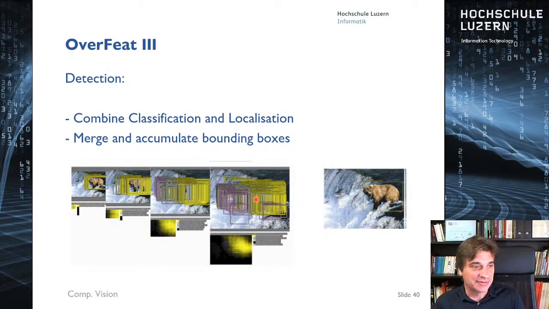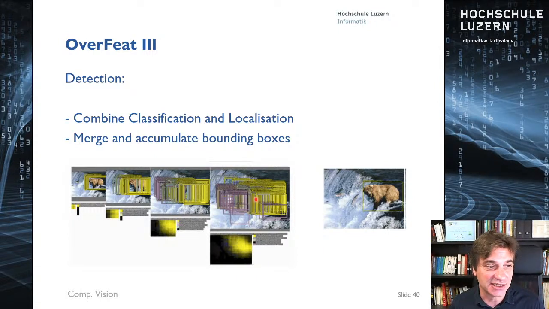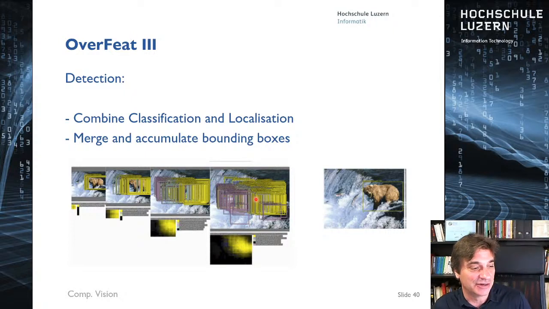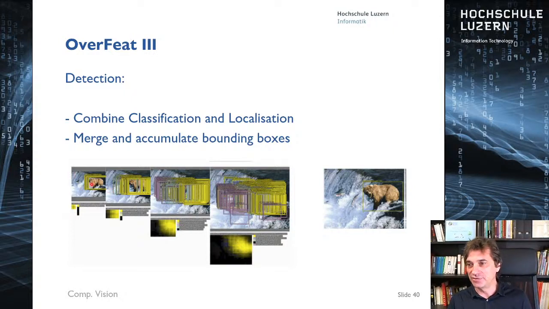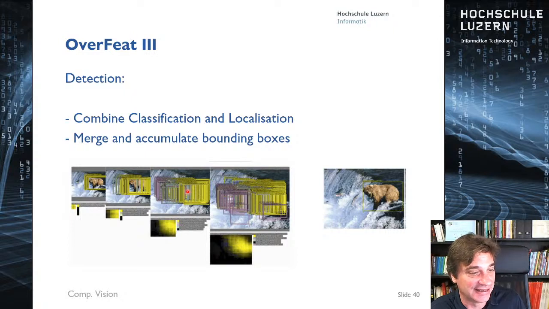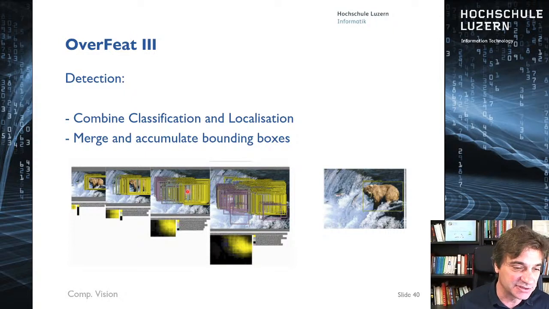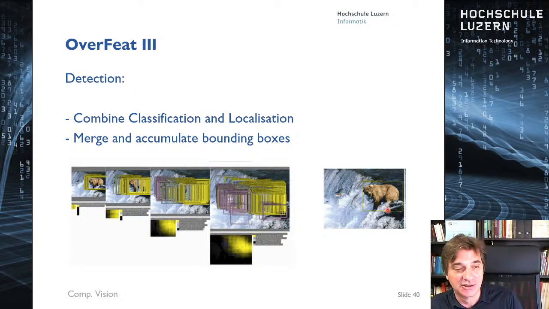And in a final step, they combine the classification and localization by merging and accumulating bounding boxes. So they have the bounding box, and inside the bounding box they have the different regions that were determined from the classification of each subregion, and they know which class it is. If it's all the same class, then they will combine those bounding boxes and accumulate them, and then delete the smaller ones that are inside there. So at the end of that process, they will end up with one bounding box for an object and the classification result for that object.